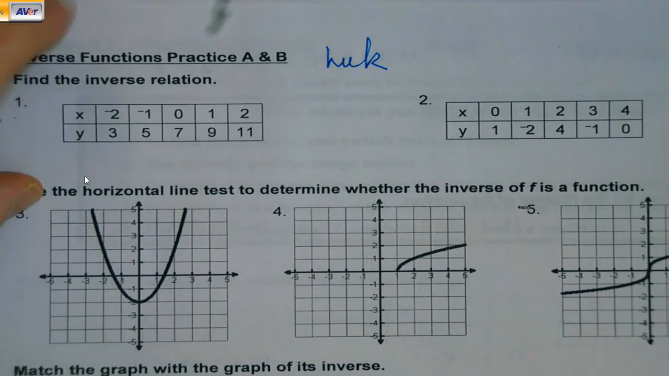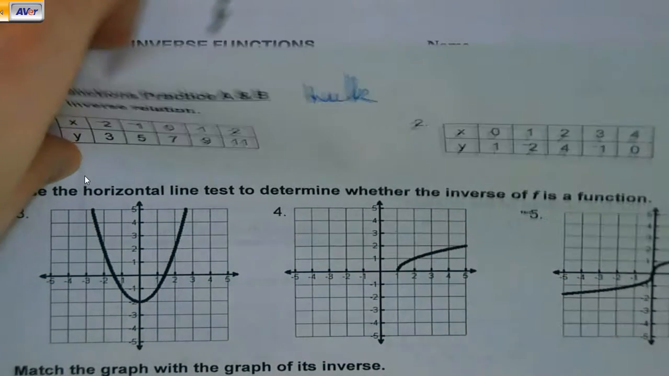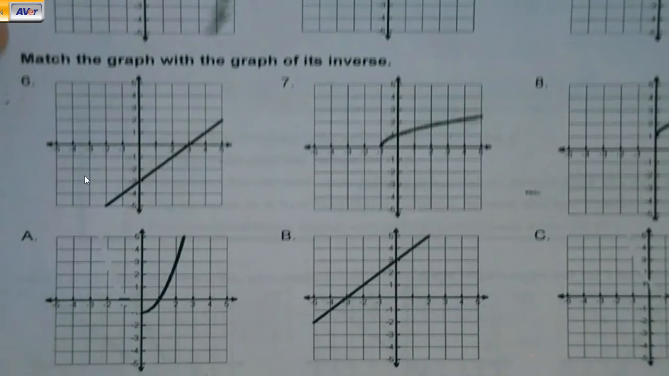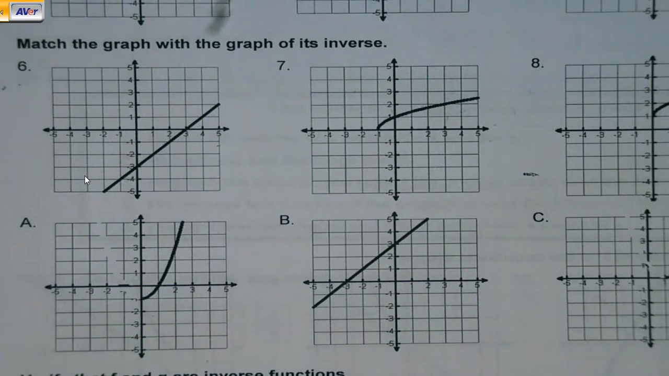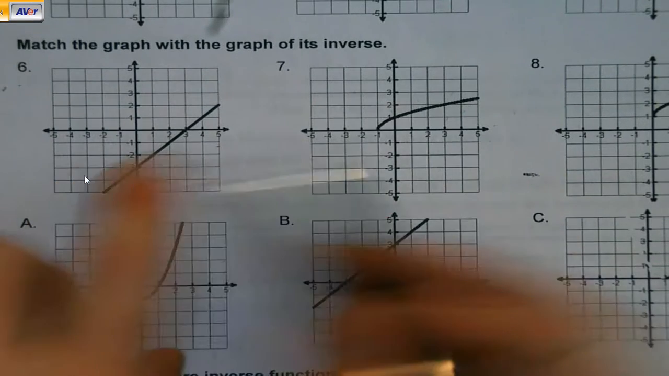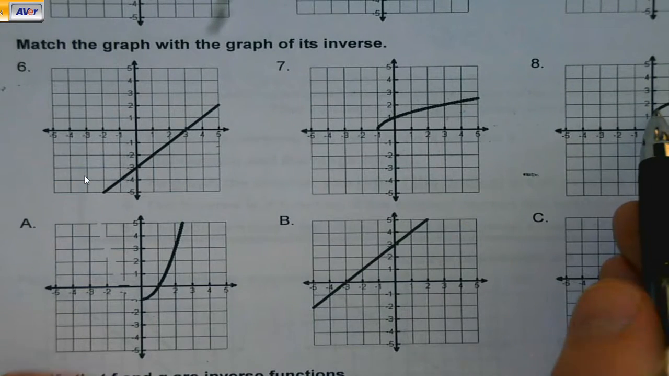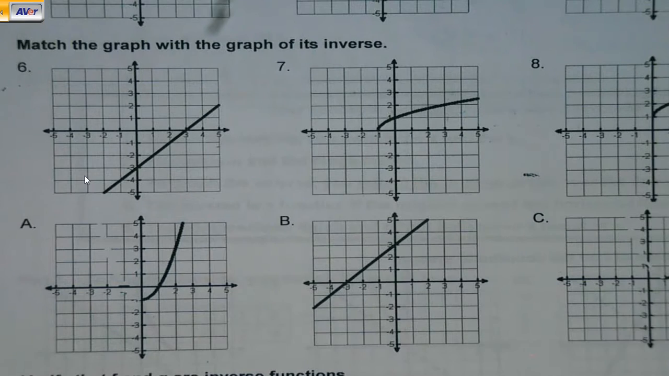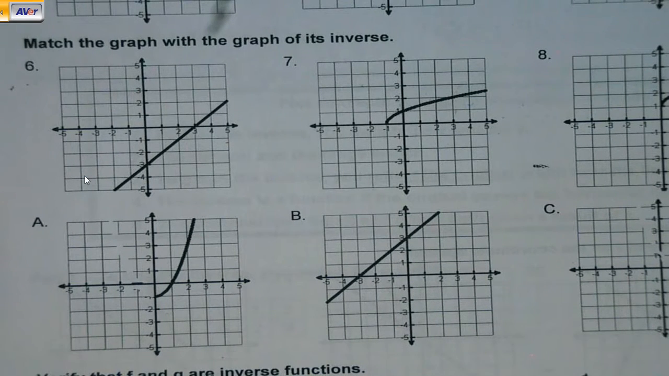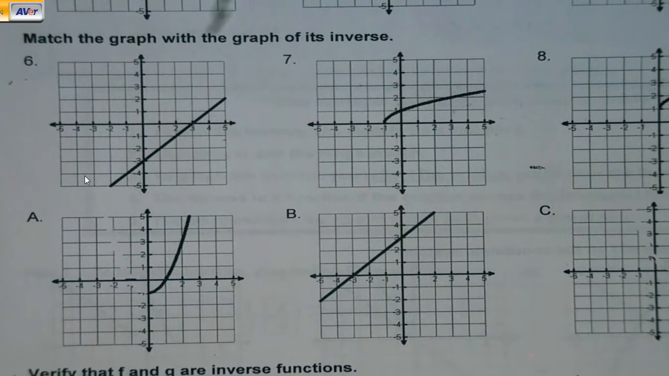Okay. Then we get down to 6 through 8. And we get something a little different. It says match the graph with the graph of its inverse. So for 6, 7, and 8, their inverses are somewhere in A, B, and C. So what we're going to attempt to do here is figure this out. You're like, well, how do I figure it out?